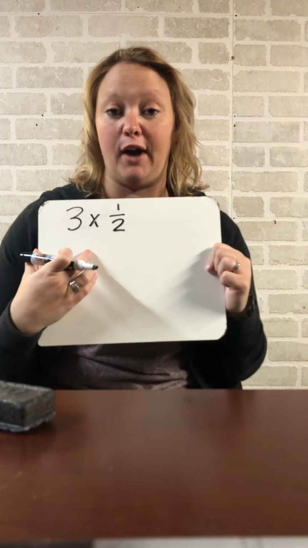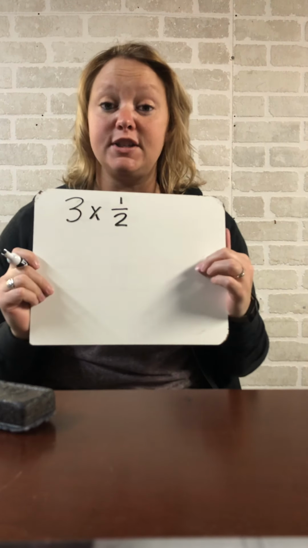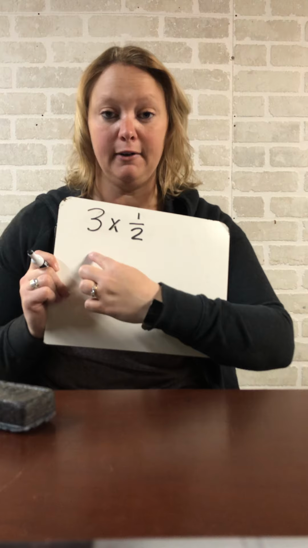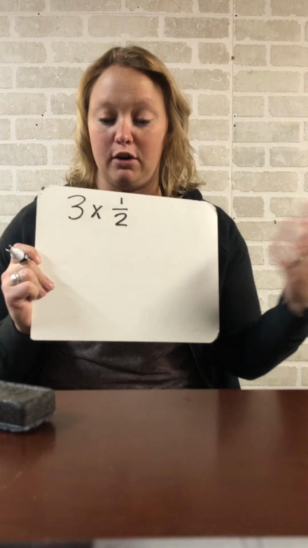So we are going to multiply a fraction by a whole number. We have two strategies here. The first strategy is going to be a model strategy. Our example is we're going to do 3 times 1/2. So we have our whole number and our fraction that we're going to multiply by. The first thing you're going to do is look at the whole number. That's how many you're going to draw. So I'm going to draw 3 squares.